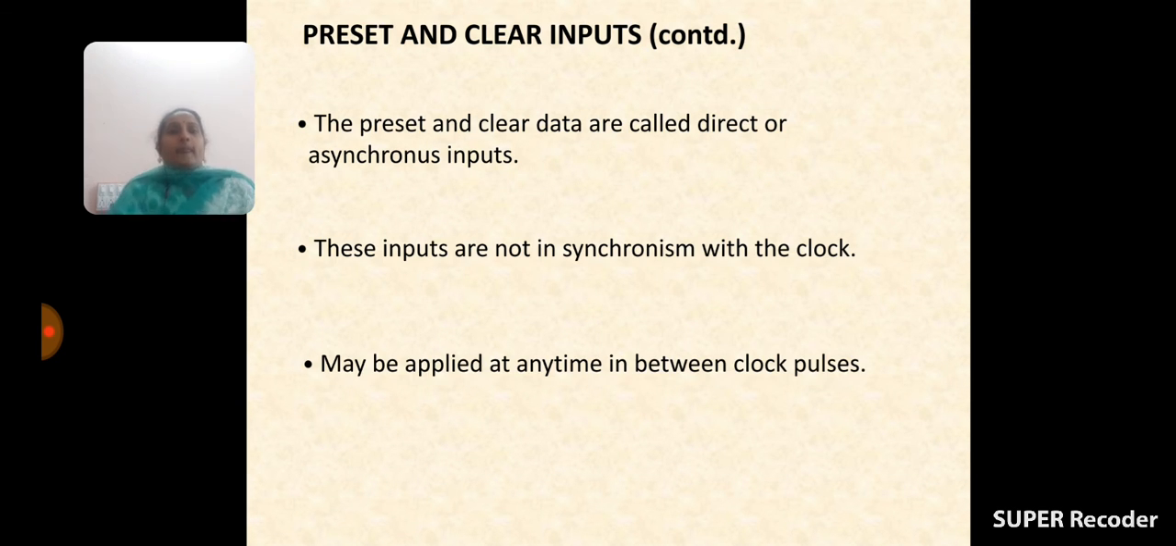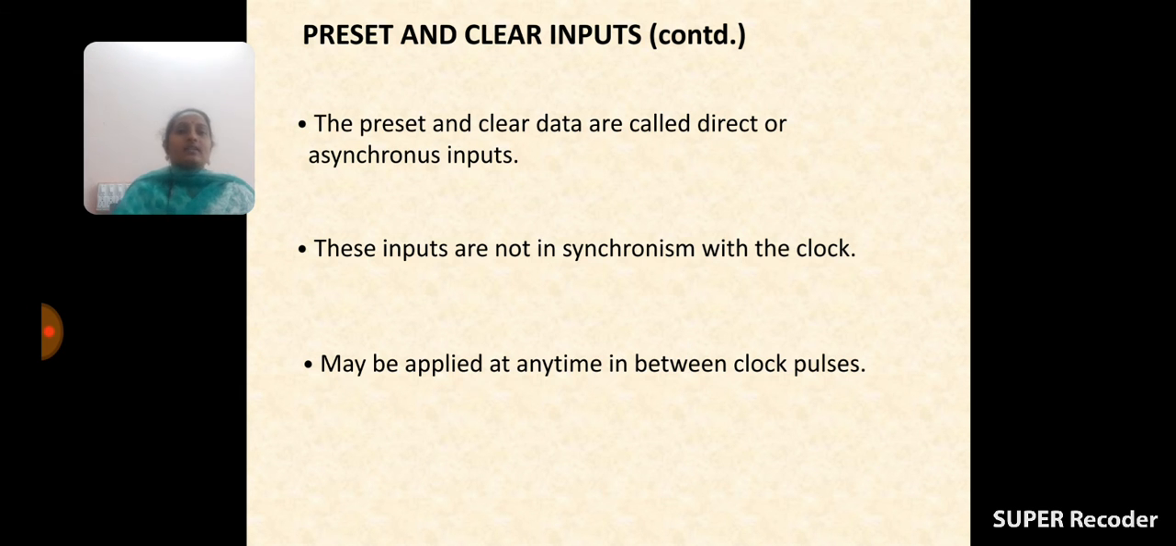And see here, the preset and clear data inputs are called either direct inputs or asynchronous inputs. So why are these called direct inputs? By the application of preset and clear, we are directly changing the output, irrespective of inputs and previous output. That's why these inputs are called direct inputs. Is it clear? By the application of these inputs, the output is directly changed.